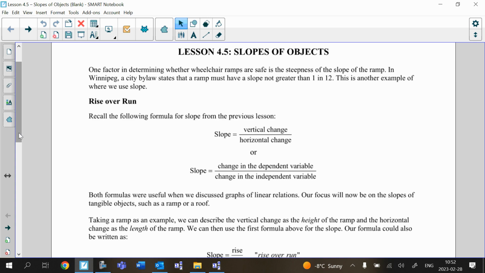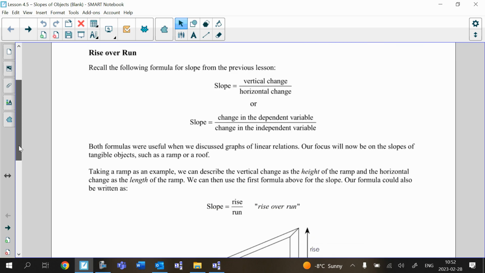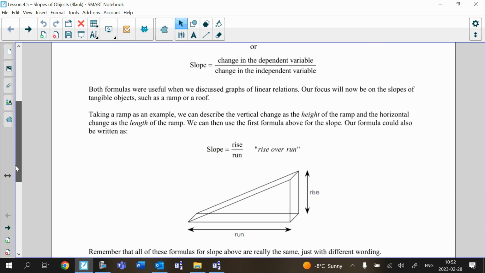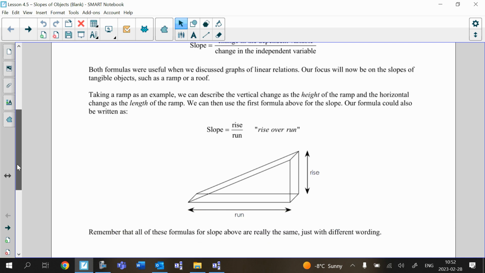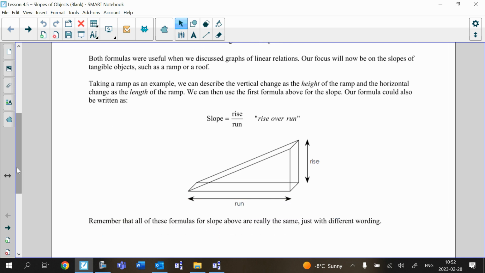So in this one, we're going to talk about how we can use the slope of objects. We've talked about how slope means vertical change over horizontal change, or change in the dependent variable divided by change in the independent variable. Another way that you should all have seen in grade 10 is that slope can be considered rise over run, because rise is vertical and run is horizontal. So it's the vertical change divided by the horizontal change. All of these things have the same meaning; we just use different words.